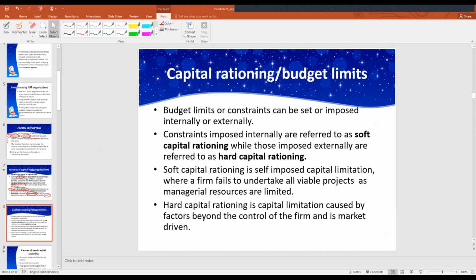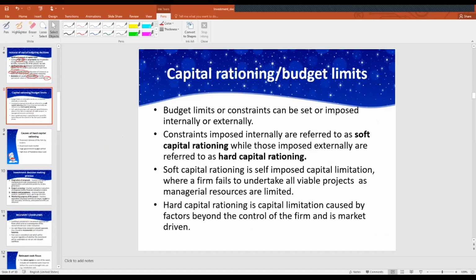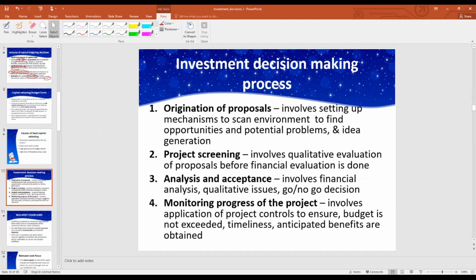Now, capital rationing, which we shall discuss later on. Let me first go through the steps, then I'll come back to capital rationing. So the steps that we have just mentioned, when it comes to making the capital budgeting decision, there are some steps that you need to follow, which I think we mentioned.